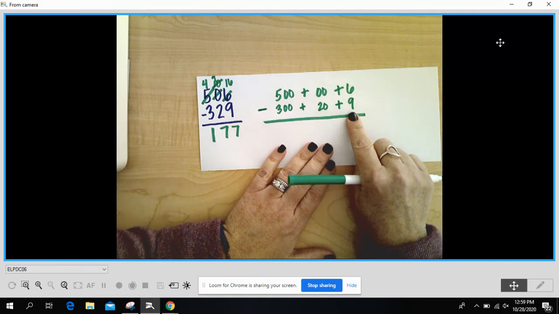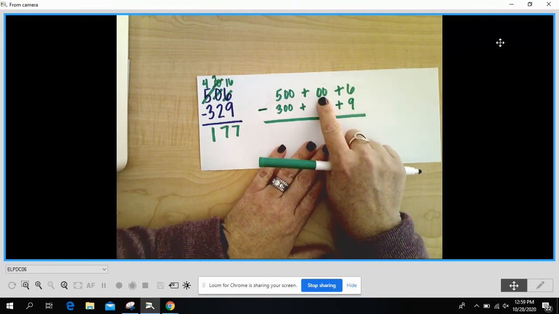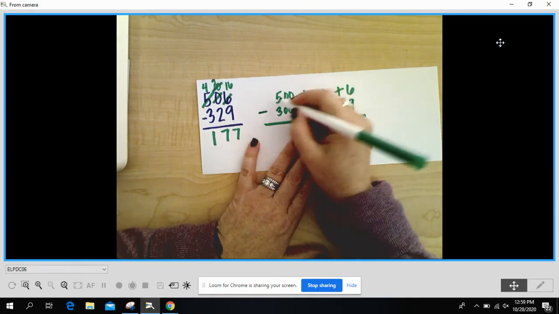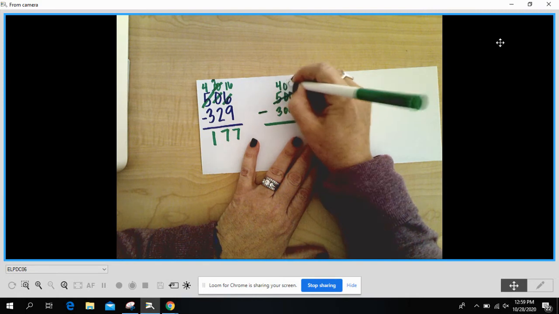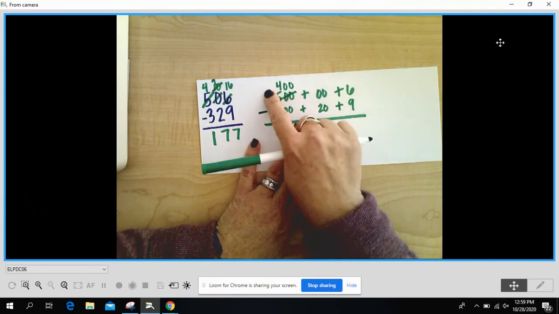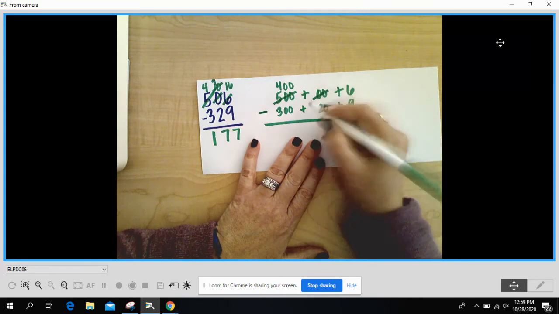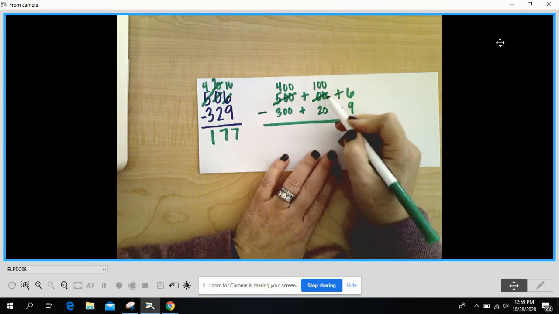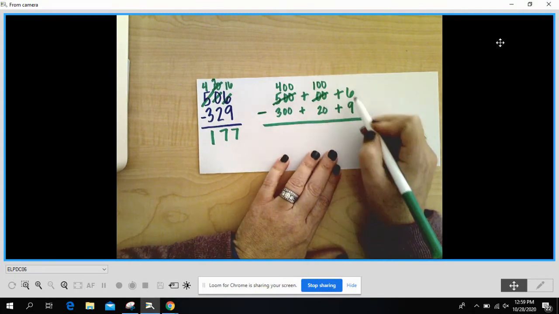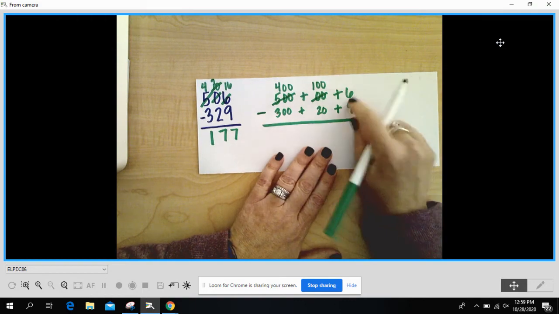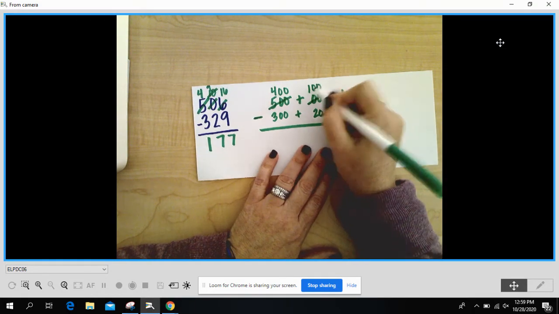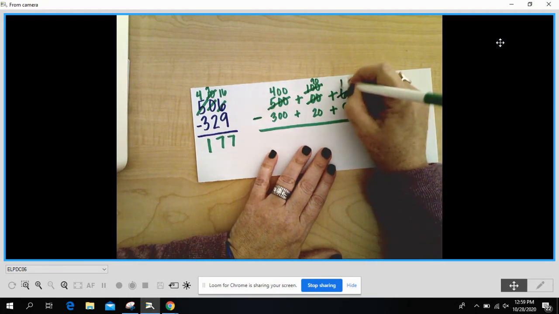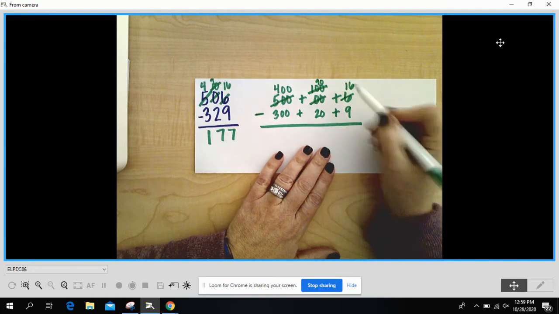6 minus 9. I can't do it, so I go to my tens place, which has zeros. There's nothing for me to regroup there, so I have to go all the way to the hundreds. When I borrow from the hundreds, I take a whole 100. So this 500 becomes 400. The 100 that I am borrowing or regrouping, I'm moving right here. Okay, so now I still need to get some over to my ones place so I have enough to do my subtraction. So from the tens place, I borrow a 10. So that's going to become 90, and this becomes 16. Now I can do my subtraction.